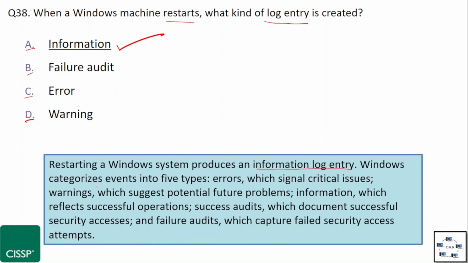Windows categorizes events into 5 types: errors, which signals critical issues; warnings, which suggest potential future problems; information, which reflects successful operation; success audit, which documents successful security accesses; and failure audits, which capture failed security access attempts.